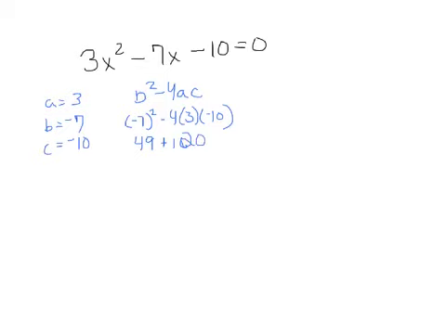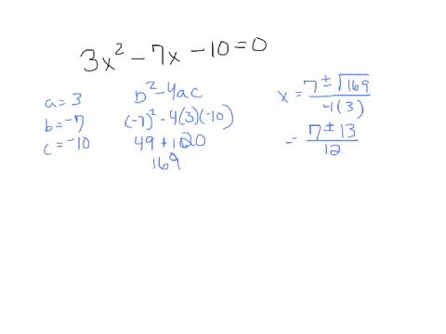Okay, and unfortunately it's going to work out again. I'm looking good. Taking the square root of 169, which is going to be 13, my x value is the opposite of b, which is positive 7, plus or minus the square root of 169, which ends up being 13, over 4 times 3. So this is going to be 7 plus or minus 13 over 12.